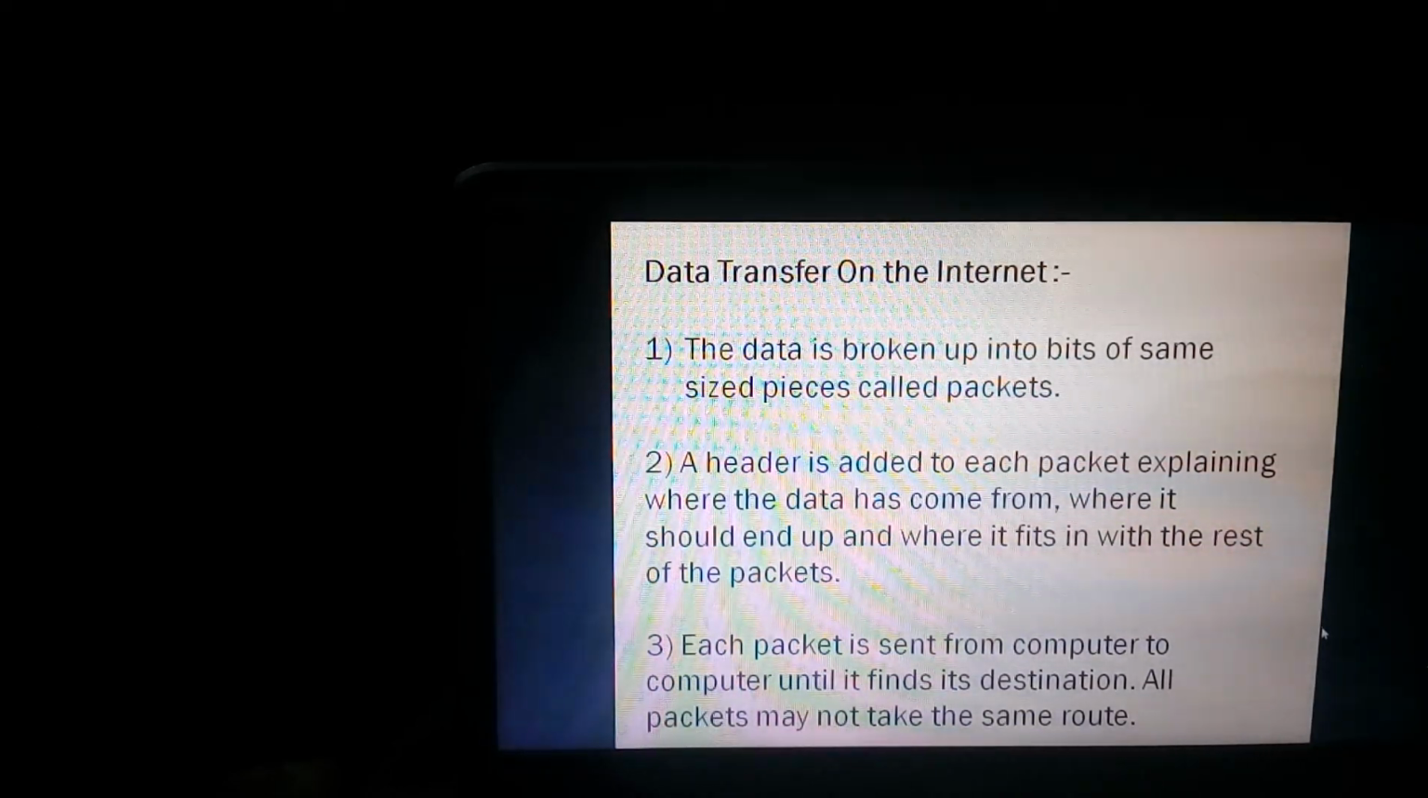The third step is each packet is sent from computer to computer until it finds its destination. Means now the packet is ready to be sent to the receiver. Then each packet is sent from one computer to another computer until it finds its destination. Destination means who is the receiver of that particular packet or particular information. All packets may not take the same route. Means whenever these packets are traveling over the internet, they may not take the same route. They may reach their destination by taking different routes.